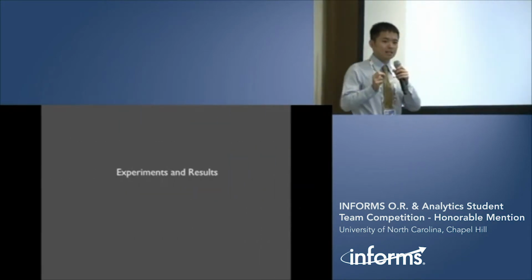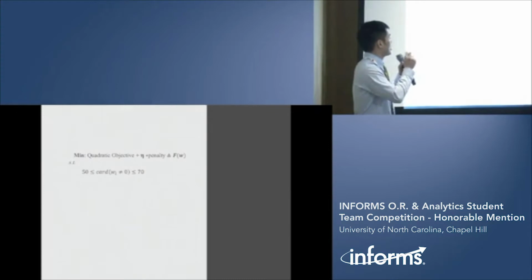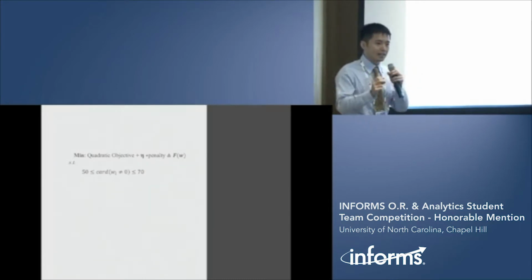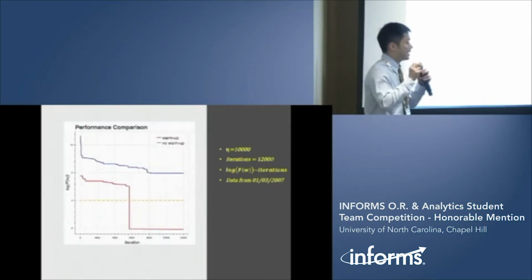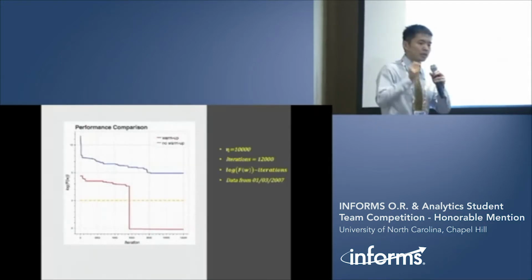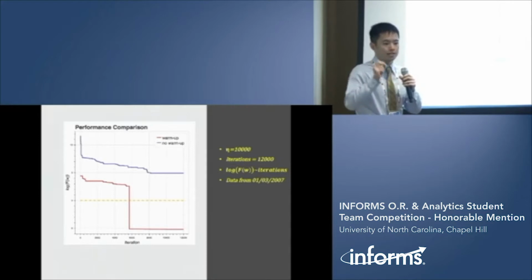Okay, now let's take a look what's the performance of our algorithm. So first, let's review. This is our modified problem. The eta here is the weight given to the penalty, which is set to be 10,000. And we tested our algorithms on the data from first month. And the iteration here is set to be 12,000 in order to satisfy the 3-minute time requirement.